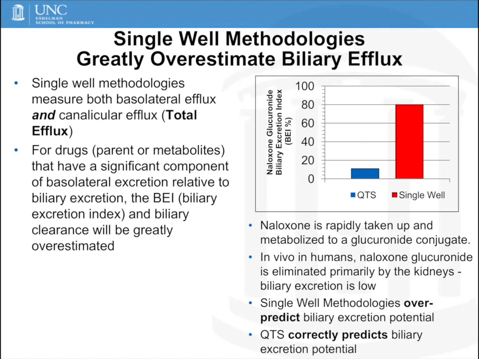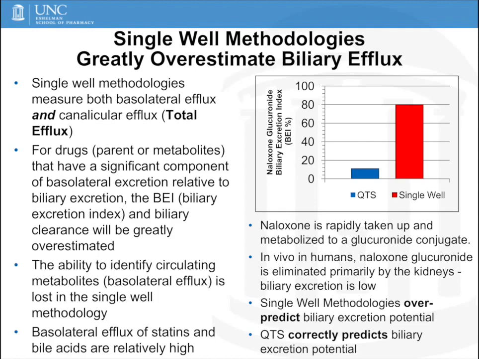It's rapidly taken up and metabolized by the hepatocyte to a glucuronide conjugate, and we know that in humans, naloxone glucuronide is primarily eliminated in the urine. The single well methodology, as depicted here in red, would predict that the biliary excretion, if you will, by just measuring what's in the medium, would be quite high, when in fact the biliary excretion of naloxone glucuronide in vivo and in the B-Clear system is very low. And we also have generated similar data with morphine glucuronide, and I'll show you some clinical data to further support that in a few minutes.